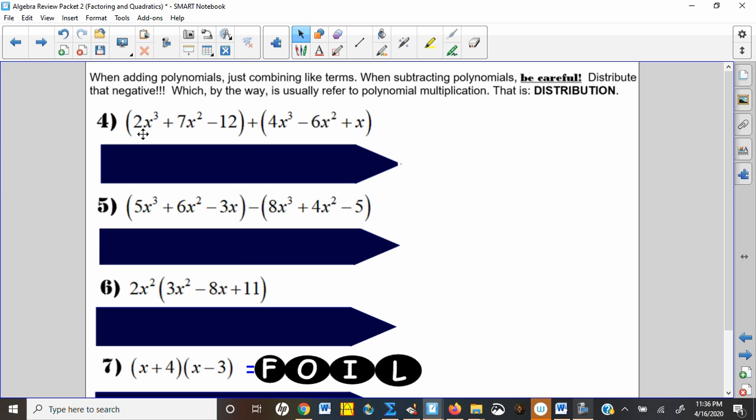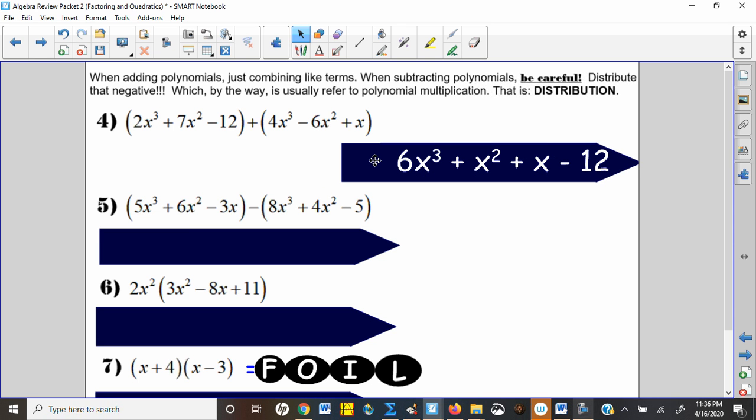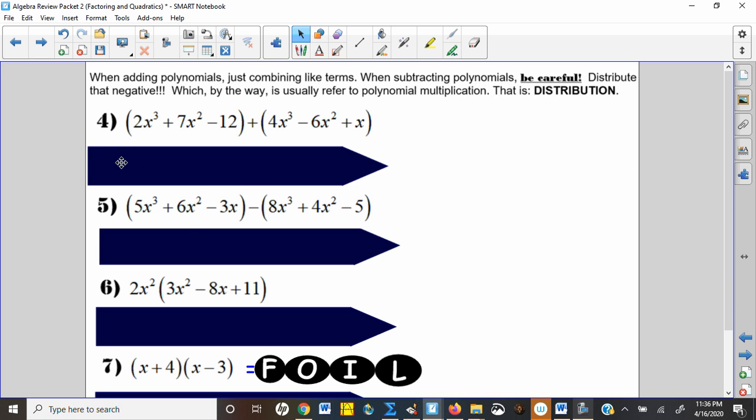So 2x cubed plus 4x cubed would be 6x cubed, right? 7x squared minus, plus a negative, so minus 6x squared would only be 1x squared. Notice there's only one x in here. There's not an x over here, so it would just be 1x plus 1x, and then minus the 12 is the only constant. So that's exactly what you would get. Boom.